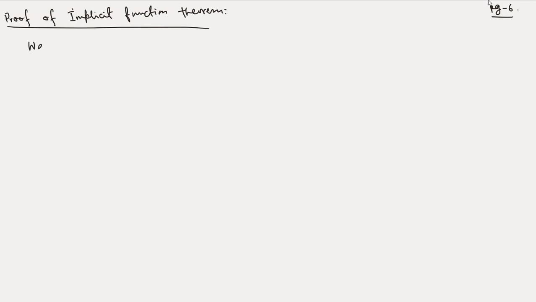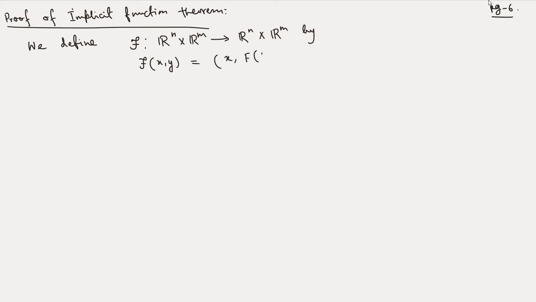So we define a function, a script f, from R^n cross R^m to R^n cross R^m by script f of (x, y), where x belongs to R^n and y belongs to R^m. This is equal to (x, capital F(x, y)).